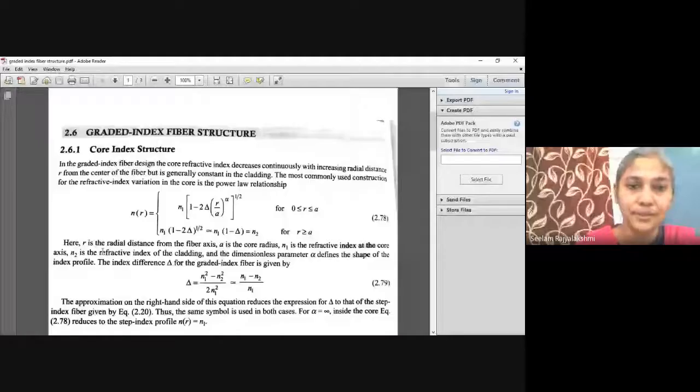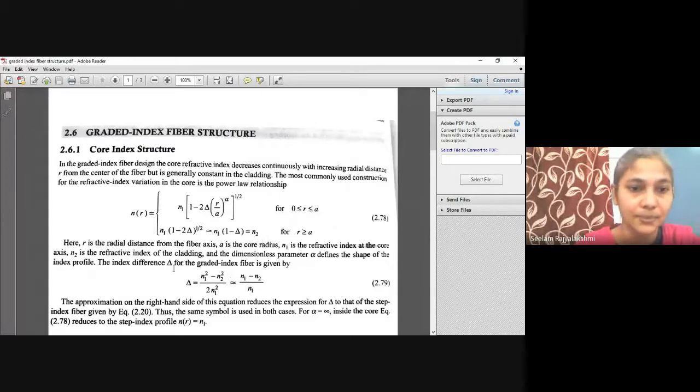index difference, and r is the distance from the fiber axis. a is the radius of the core, n1 is the refractive index of the core, n2 is the refractive index of the cladding, and alpha is the dimensionless parameter which defines the shape of the index profile. Alpha plays a vital role here. Alpha defines the shape of the index profile.